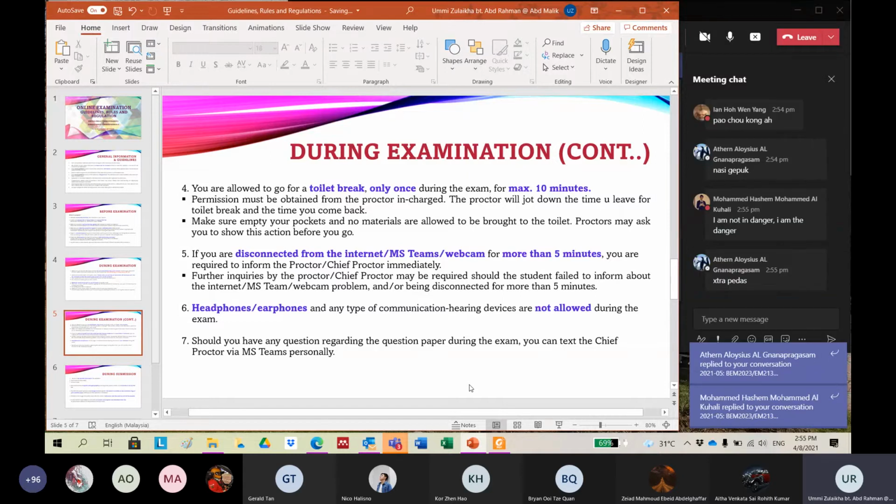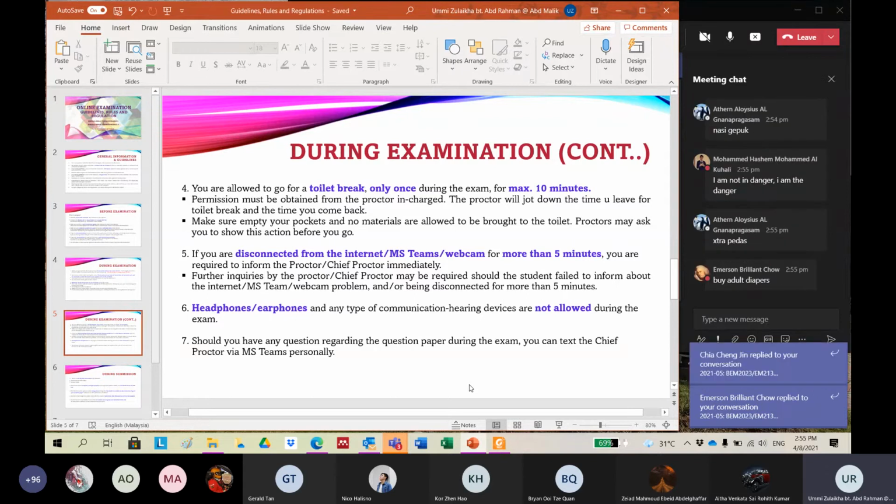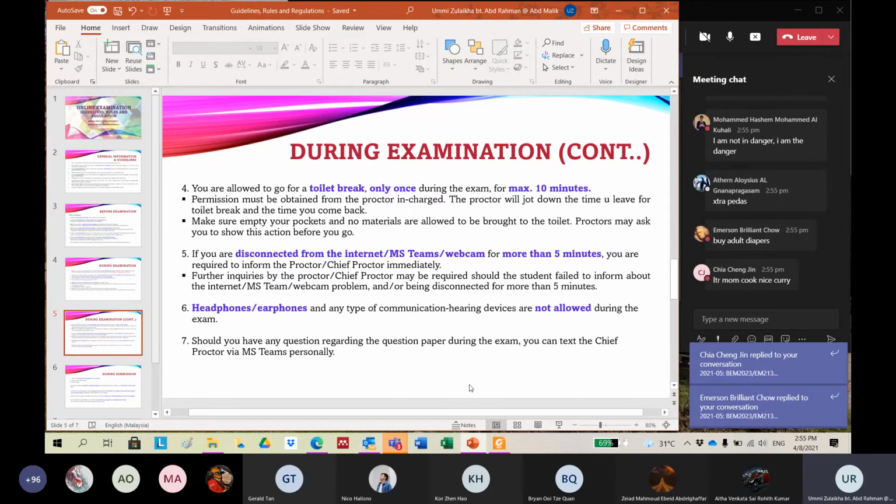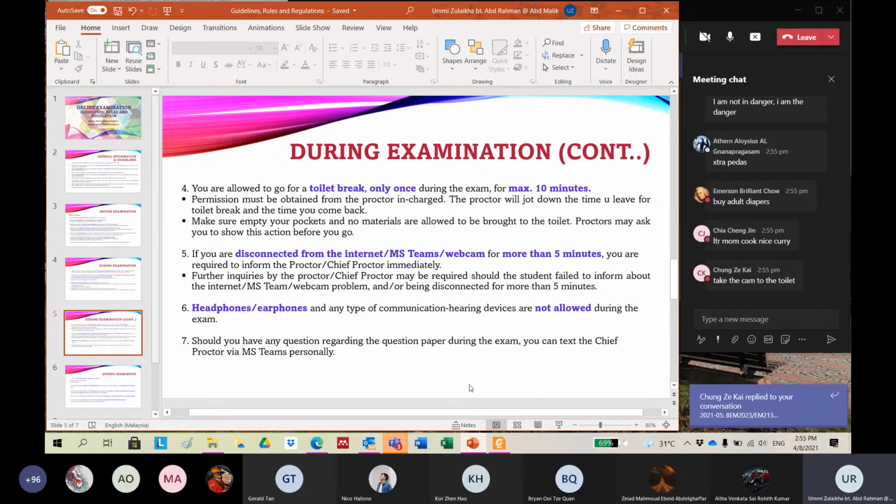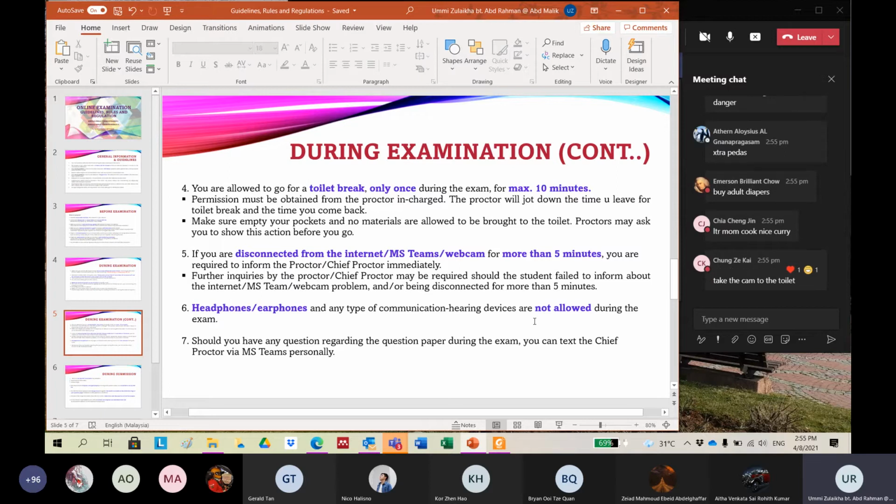But if it's really necessary, then you need to inform the proctor properly. Permission must be obtained from the proctor in charge. The proctor will jot down the time you leave for the toilet break and the time you come back. Make sure to empty your pockets, and no materials are allowed to be brought to the toilet. Proctors may ask you to show this before you go. So you need to show the handphone, put it on the table and then leave for the toilet break. No need to take the cam to the toilet. We don't want to hear funny sounds or bizarre views. Don't distract your friends.